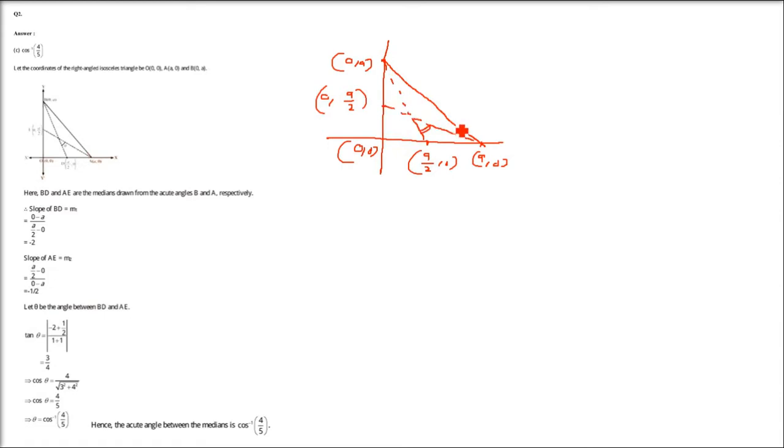So we know, when we know the slope of two lines, we can find out the angle between them. That is, we have to find out the slope of these two lines. The slope of these two medians can be found out because we already have our points now, the end points. So this line and this line, we have to find out the slope, and then we can find out the angle between them.